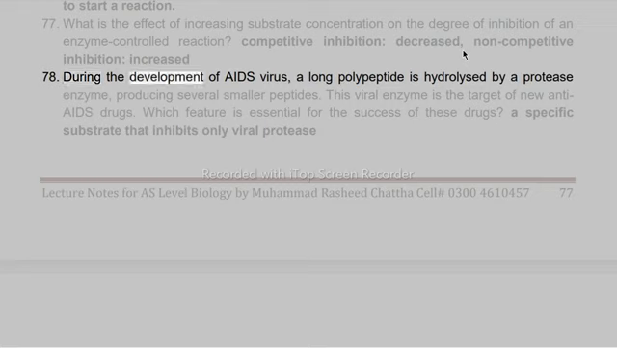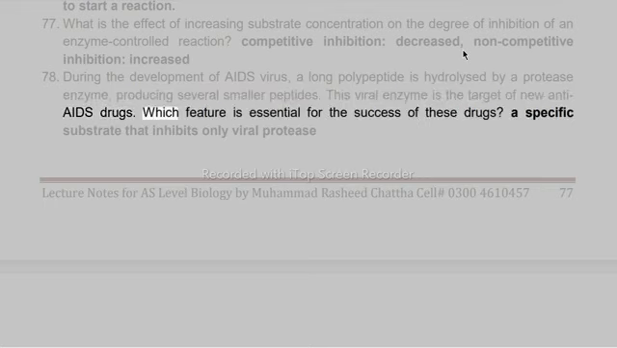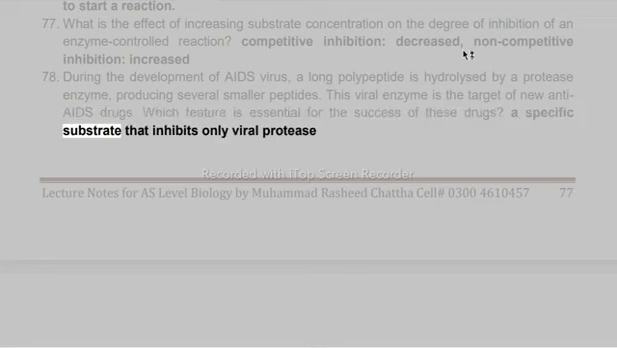78. During the development of the AIDS virus, a long polypeptide is hydrolyzed by a protease enzyme, producing several smaller peptides. This viral enzyme is the target of new anti-AIDS drugs. Which feature is essential for the success of these drugs? A specific substrate that inhibits only viral protease.